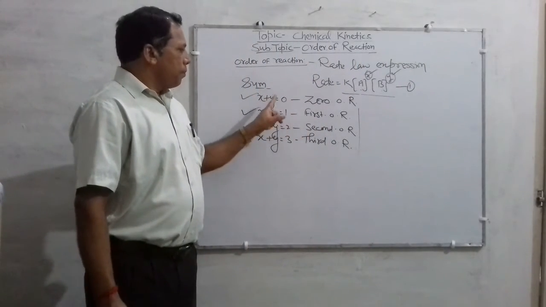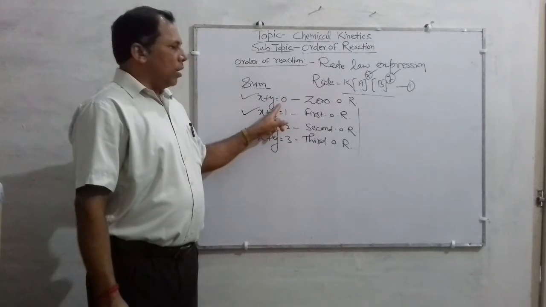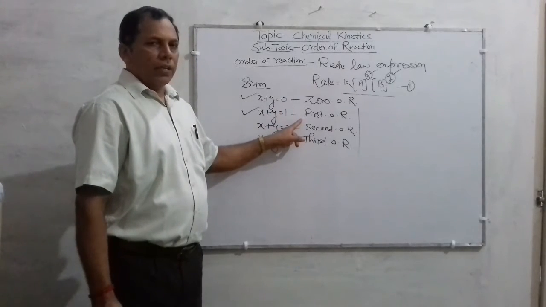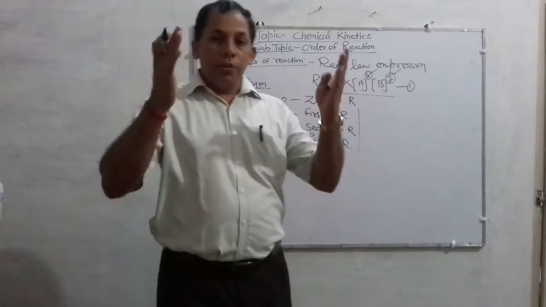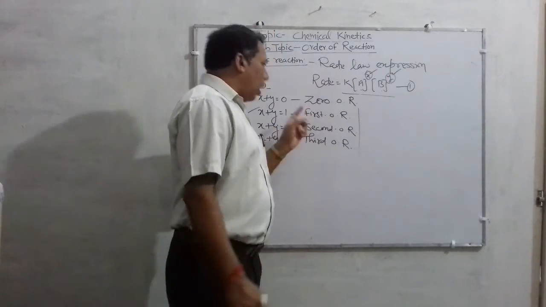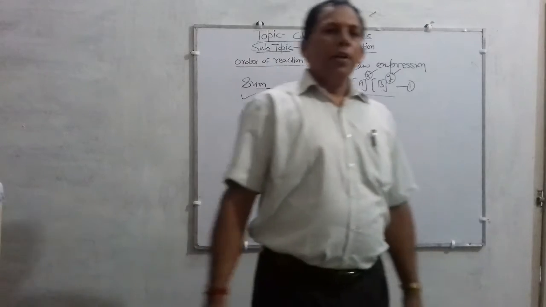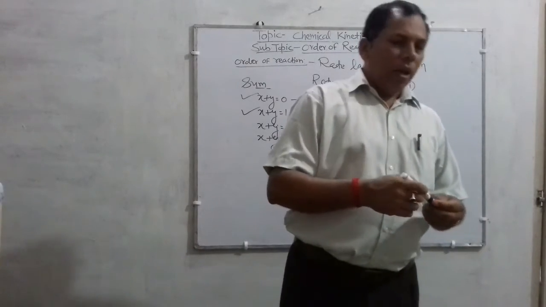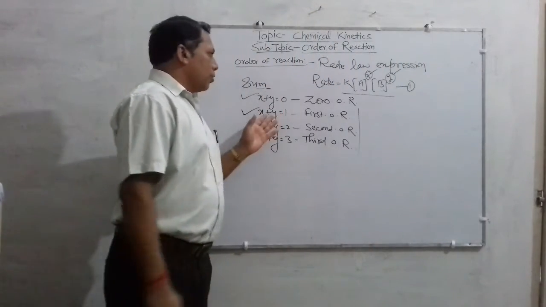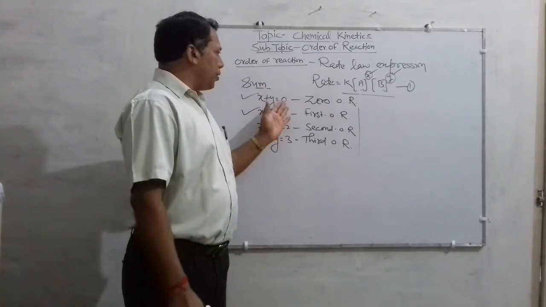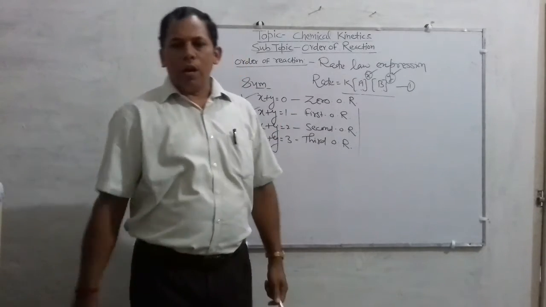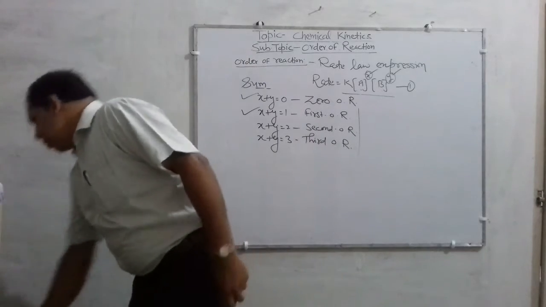So, what is zero order reaction? What is first order reaction? What are the examples of these two reactions? What are the units of these reactions? And how are they related with half-life time or half-life period? So, let's start with zero order reaction.